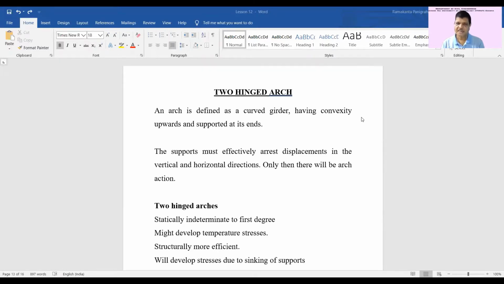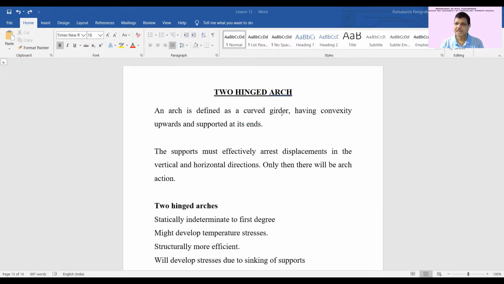An arch is basically a curved girder having convexity upwards and supported at its ends. If you draw a figure for this two-hinged arch, it looks like this. It may be fixed here, it may be hinged here. It may be supported by any of these support conditions at the two ends. That is basically called a two-hinged arch.